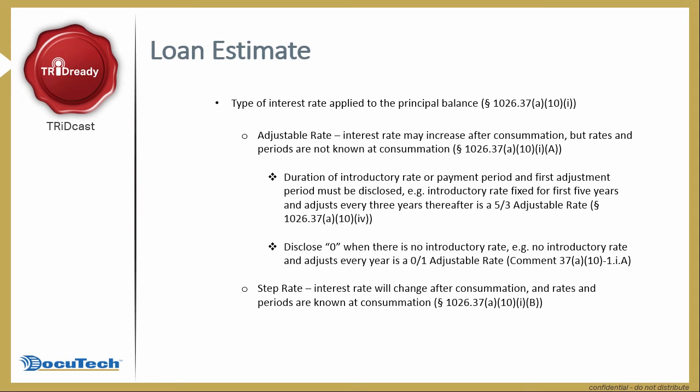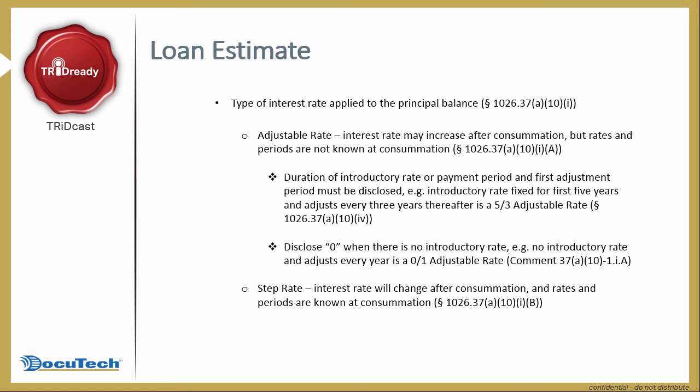So if it's determined that the introductory rate will be somewhere between 36 and 48 months, adjusting every year, the amount listed should be the smallest interval. So in this example, it would be 3 for 3 years because it's 36 months. And because it's adjusting every year thereafter, you would have a /1 after that for the adjustable rate.